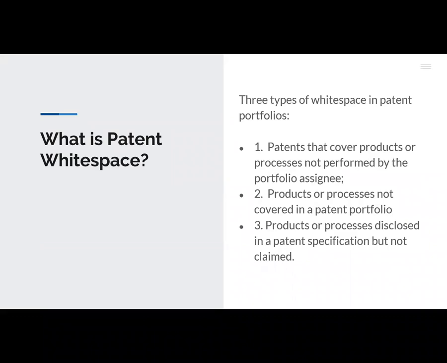In the patent world, there are 3 types of white space in patent portfolios. 1, patents that cover products or processes not performed by a portfolio assignee. 2, products or processes not covered in a patent portfolio. Or 3, products or processes disclosed in a patent specification but not claimed. Next slide.